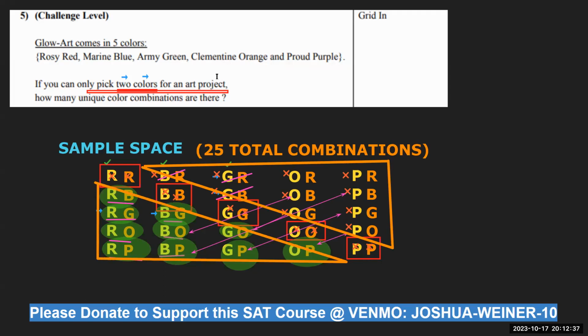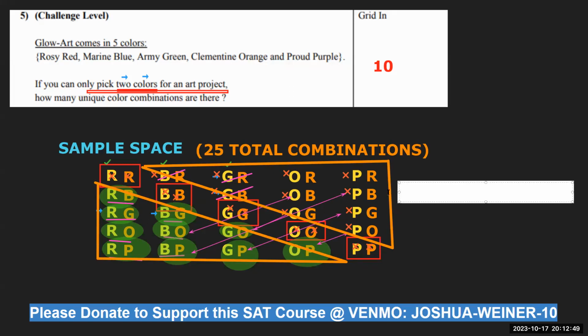So there aren't 20 possible unique color combinations. 20 was the incorrect answer. And for this challenge problem, there are only 10 unique color combinations. This is a double count.